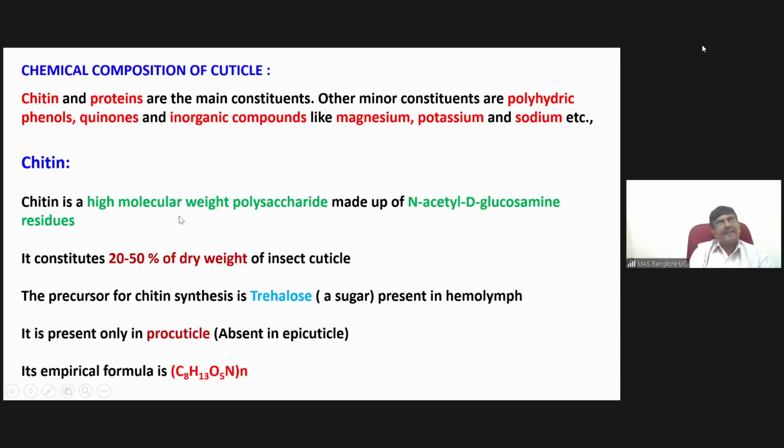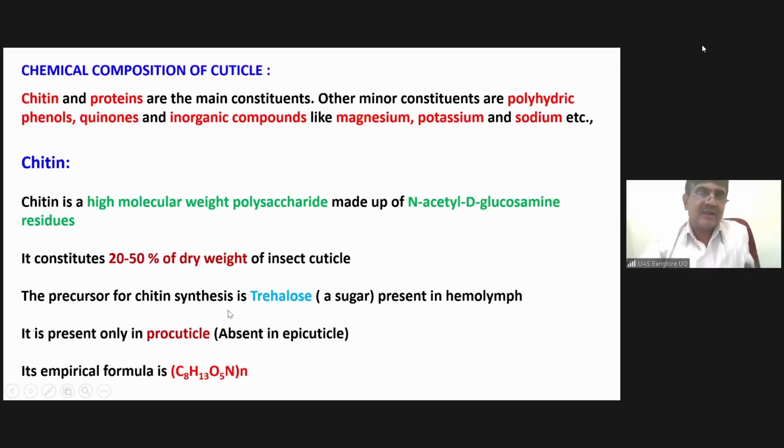So chitin is a high molecular weight polysaccharide, which comprises N-acetyl D-glucosamine residues. Chitin is made up of a number of units of N-acetyl D-glucosamine residues. Already I told you it comprises 20 to 50% of the dry weight of the insect cuticle.